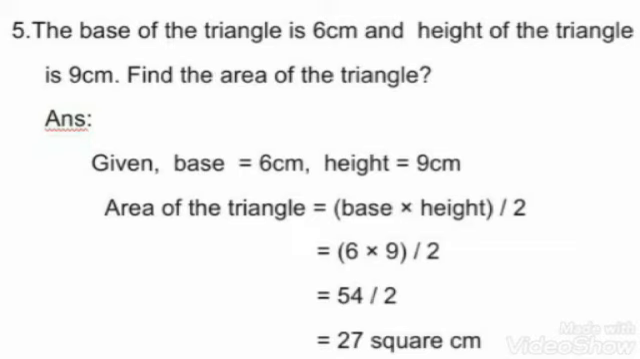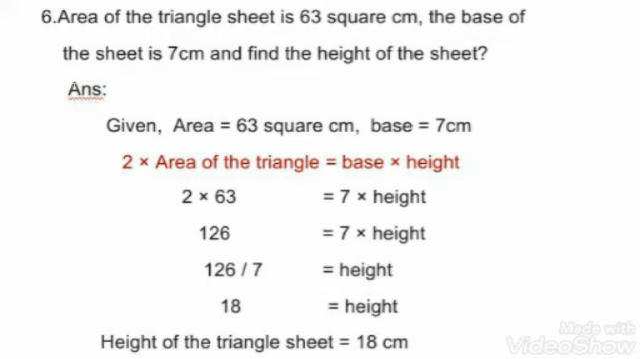Next, the base of the triangle is 6 centimeter and height of the triangle is 9 centimeter. Find the area of the triangle. Base equal to 6 centimeter, height is equal to 9 centimeter. Therefore, area of triangle is equal to base into height divided by 2. Therefore, 6 into 9 divided by 2, 54 by 2 is equal to 27 square centimeter. Okay, understand this. Base into height divided by 2 is the area of triangle. Okay, have you understood all these problems till now?